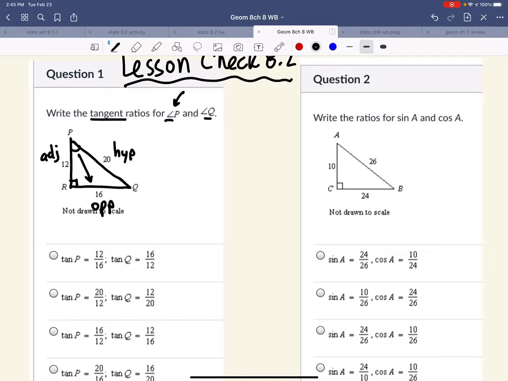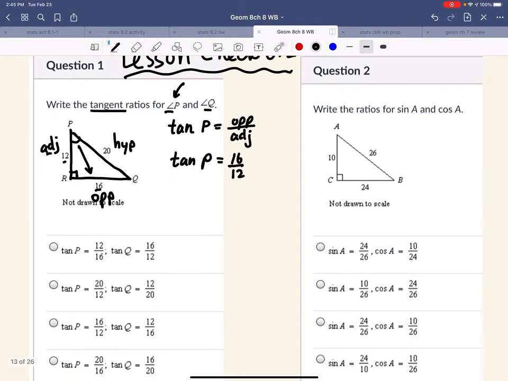Okay, so using my formula, the tangent of angle P would be opposite over adjacent, right? So the tangent of angle P would be 16 over the adjacent side, which is 12. Now, what do I got there? Oh, I think I've already found my answer. But let's just imagine there was a couple of choices.